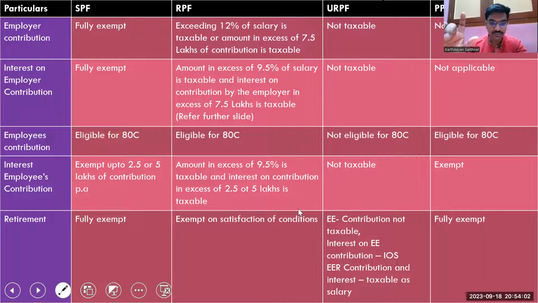அதே மாதிரி interest in excess of 2.5 lakhs. இப்போ ஒரு வருஷத்துக்கு நீ வந்து 5 lakhs போடுறன்னு வச்சுக்கோ. 2.5 lakhs வரைக்கும் interest is not taxable. அந்த ரிமைனிங் 2.5 lakhs ஓட எம்ப்ளாயீஸ் கான்ட்ரிபியூஷனுக்கு ஒரு இன்ட்ரெஸ்ட் வரும்ல, அந்த இன்ட்ரெஸ்ட் மட்டும் இஸ் taxable. அவ்வளவுதான். The point is very simple.